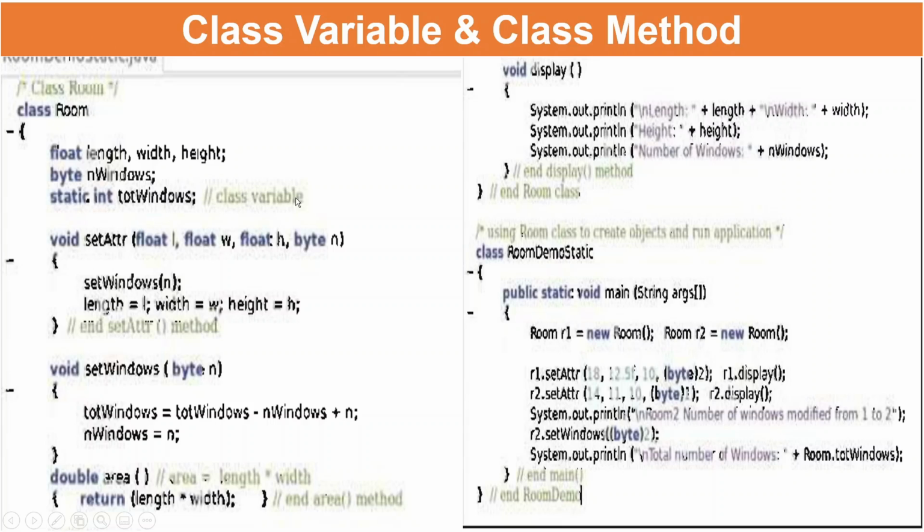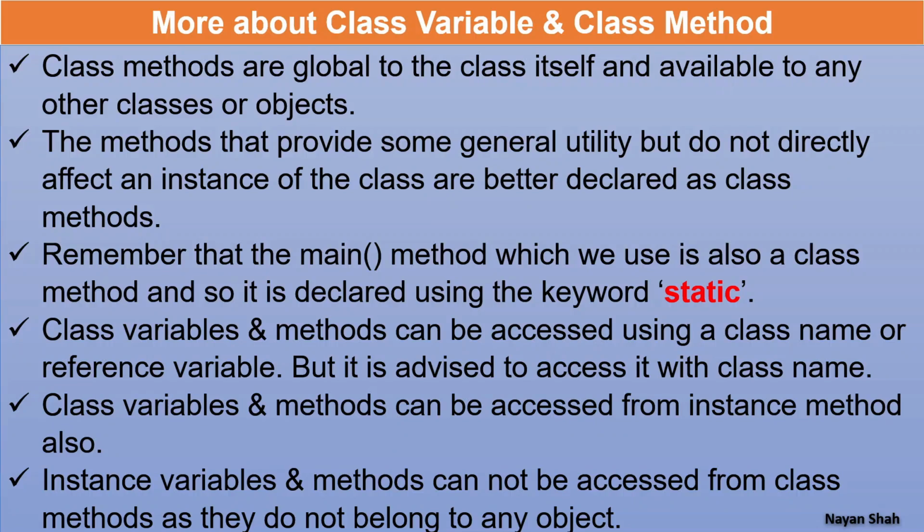And wherever you need to refer to that variable, that is the totalWindows variable, we specify the name of the class. But wherever you want to refer to the display method, we specify the name of the object, r1.display, r2.display. Similarly here there will be length and width also somewhere referred, that will be using r1., r2., and like that. But to access totalWindows, which is a class variable, we write Room.totalWindows. So that is how class variables are referred.